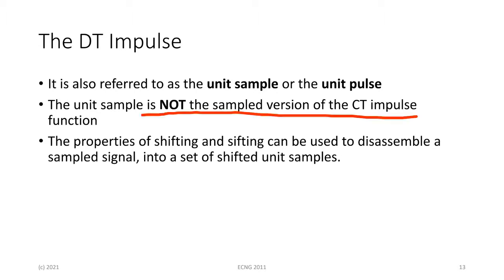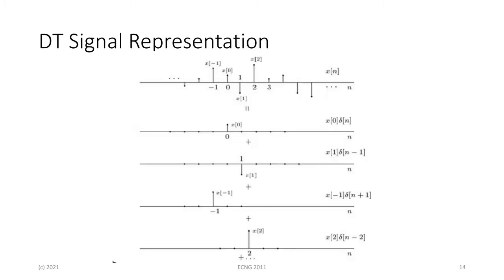It is not a sampled version of the continuous time impulse. You can't sample the continuous time impulse because it's a function that is defined by its weight, but the actual time duration of it is supposed to be 0, so you can't sample that. And the same properties of shifting and sifting can be used to disassemble a signal, which is the reverse of what we just did, into a set of samples.